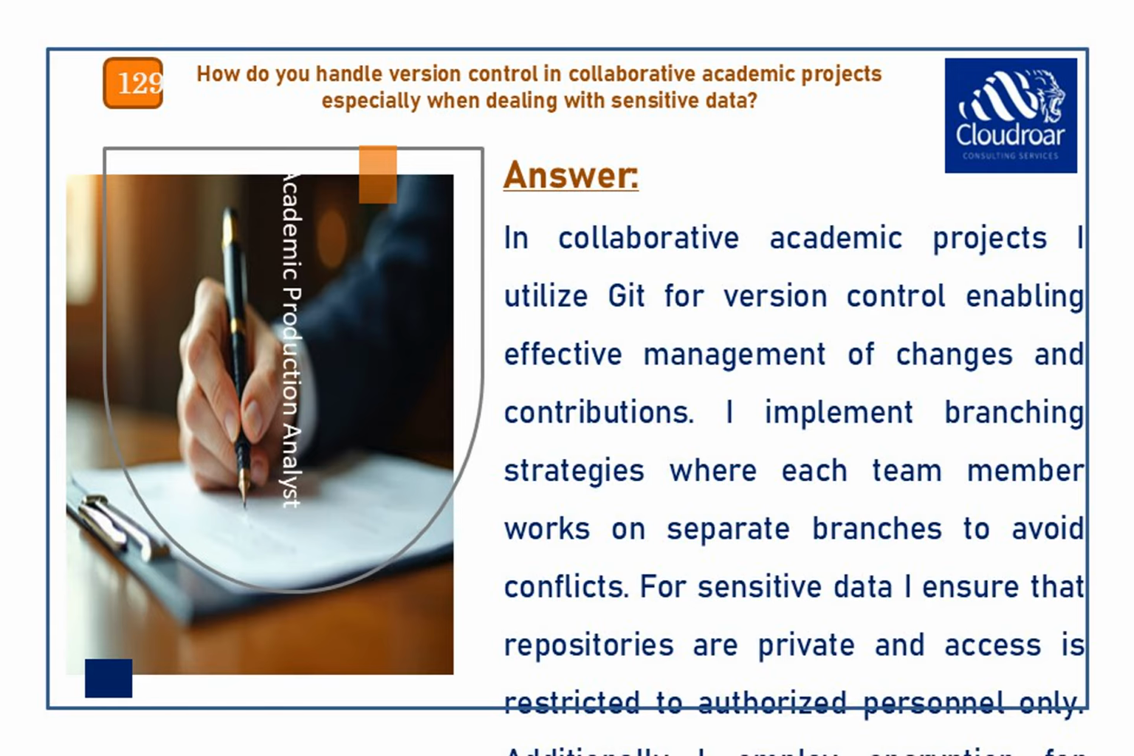Question 129. How do you handle version control in collaborative academic projects, especially when dealing with sensitive data? In collaborative academic projects, I utilize Git for version control, enabling effective management of changes and contributions. I implement branching strategies, where each team member works on separate branches to avoid conflicts. For sensitive data, I ensure that repositories are private and access is restricted to authorized personnel only.